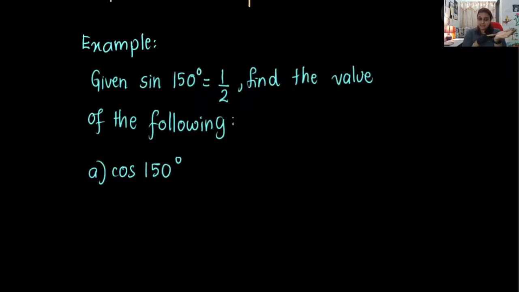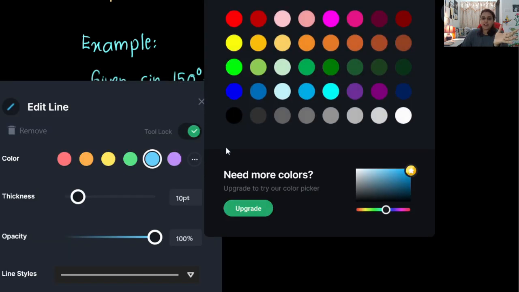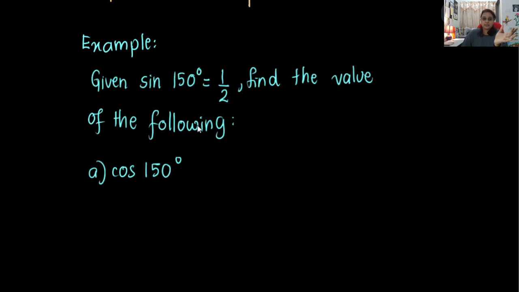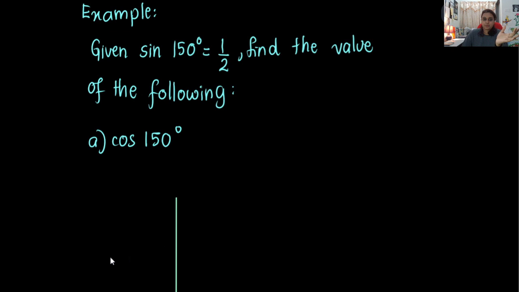Okay, let's look at this example. This time we're going to use the given value of sine 150 and find the value of cos 150. Okay, so let's do the first step. What will be the first step for this kind of question usually? You have the value for sine and you are asked to find cos for 150. Now first step, always draw the angle 150 first. Now in this case, I'm going to draw.